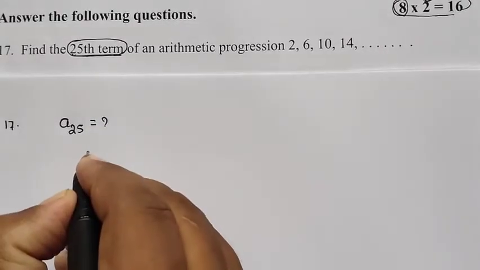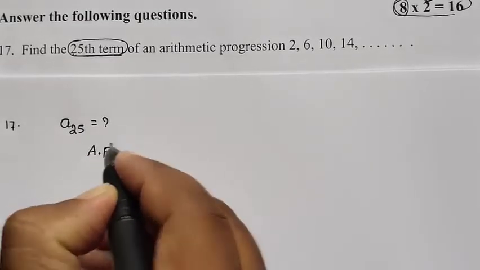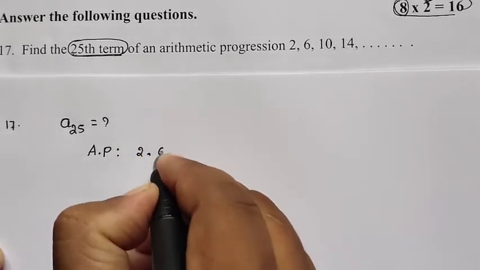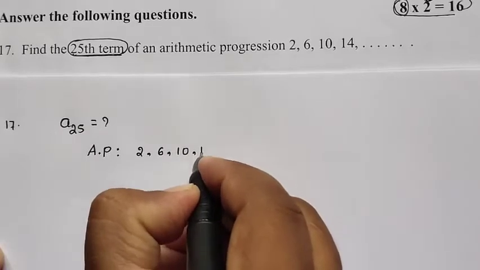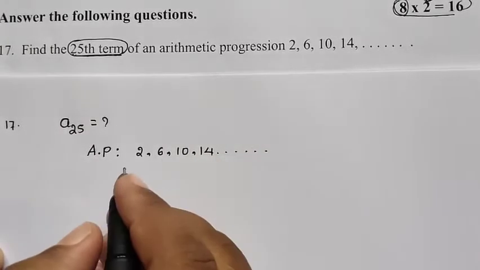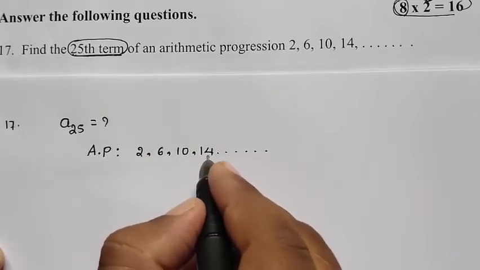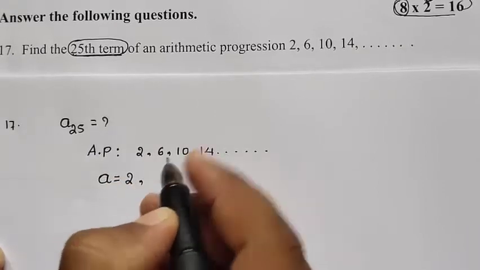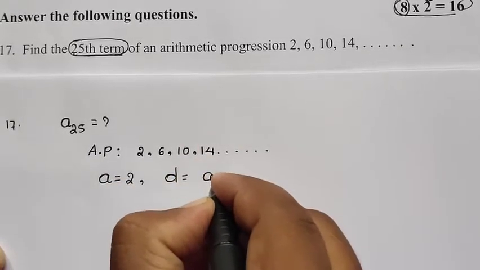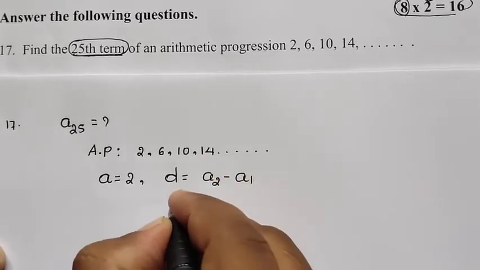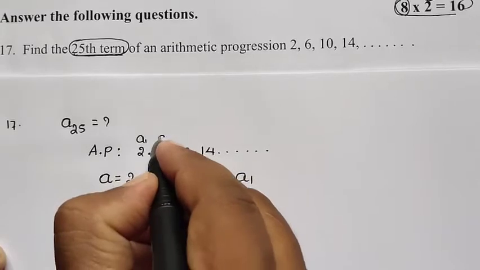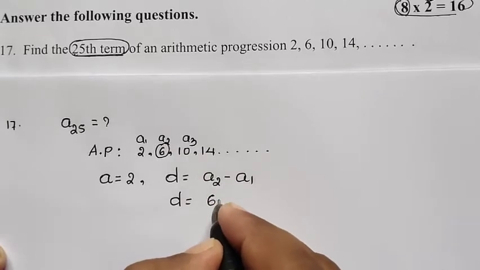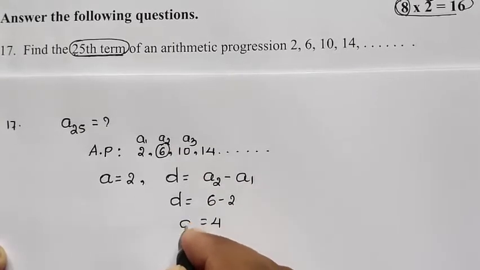Here the AP is given, so let us write it down. AP means arithmetic progression: 2, 6, 10, 14, etc. The first term A is equal to 2. You know the formula for D is A2 minus A1. A2 is 6, so 6 minus 2 is equal to 4. So the D value is 4.